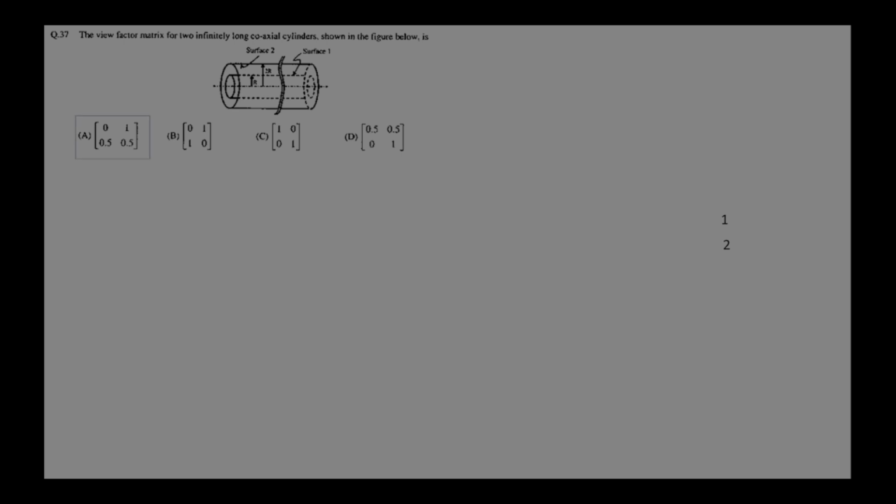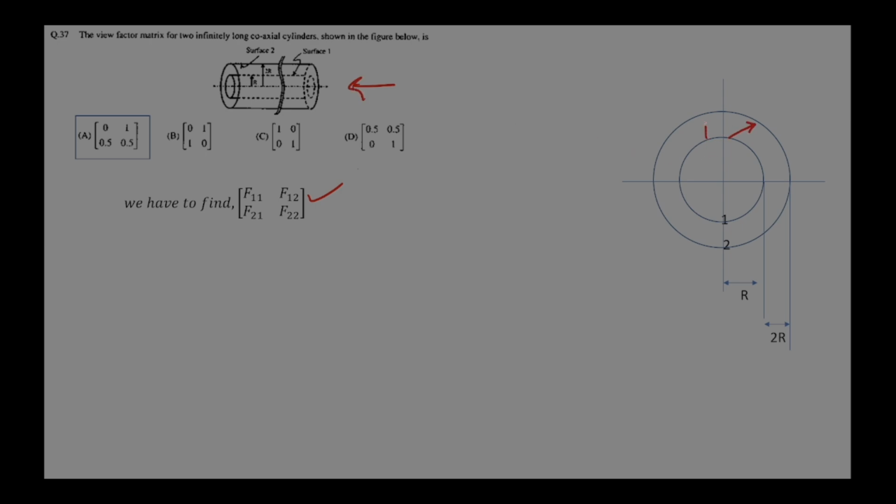This is again a straightforward question. So this is our very first answer. We have to find f11, f12, f21, f22. We call it the view factor matrix. This is the diagram. Very first, if I see it from here, in this the heat is going here.